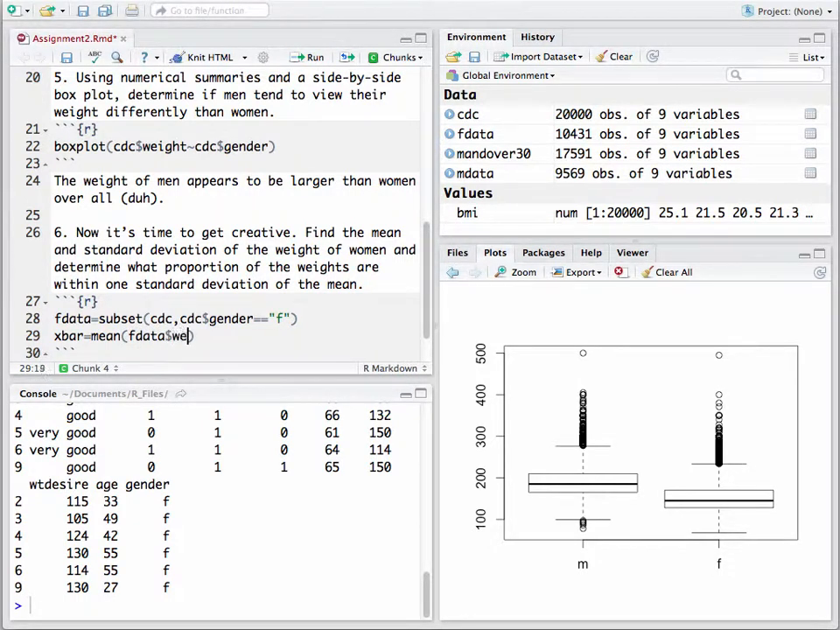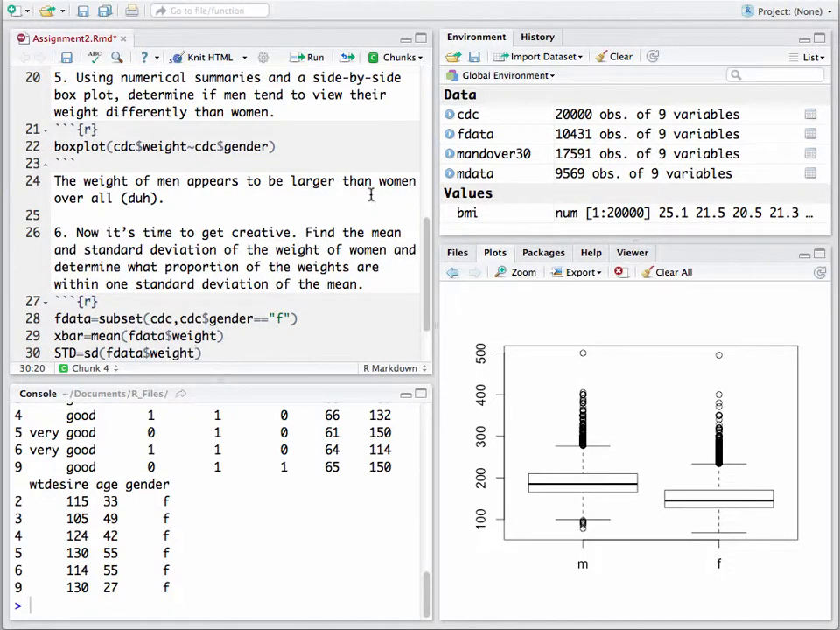And what I want is the mean weight among the women. So what's going to go into X bar for me now is going to be the mean weight of all of the women in the data set. And then I'm going to call this STD for standard deviation, and that's going to be SD of the F data, not a date, data, of, again, just the weights.